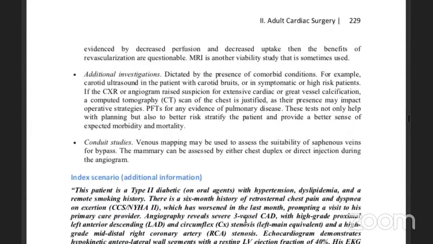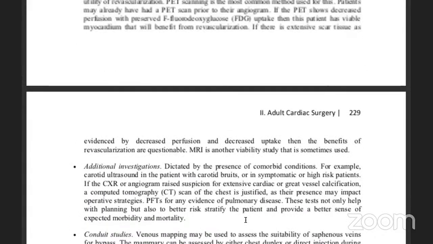So in this case, it looks like the patient has clinical evidence of ischemia. Angiography was done and echo showed moderate, not terribly bad, impairment of the LV, and 3-vessel disease. So to me, viability is really not indicated in this patient.